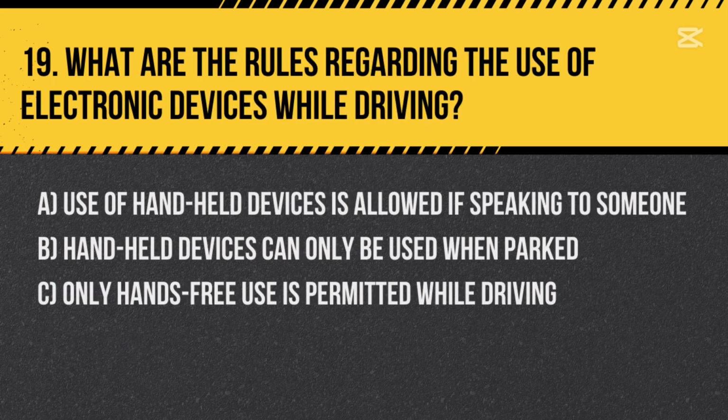Question 19. What are the rules regarding the use of electronic devices while driving? A. Use of handheld devices is allowed if speaking to someone. B. Handheld devices can only be used when parked. C. Only hands-free use is permitted while driving.